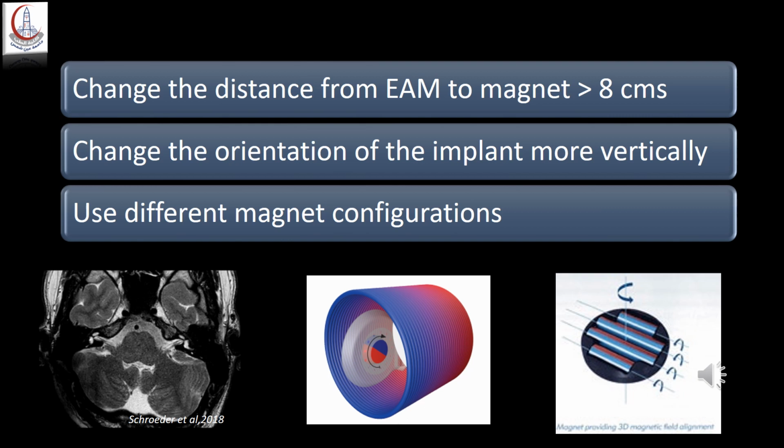We can change the distance from the external auditory meatus to the magnet to be more than 8 centimeters, put it a little bit more posterior and more vertically as well, so as to minimize the shadow which is cast by the magnet on the intracranial structures. And more manufacturers are changing the configuration of their magnets to be 3 Tesla compatible and to minimize their interaction and the shadow cast by this implant.